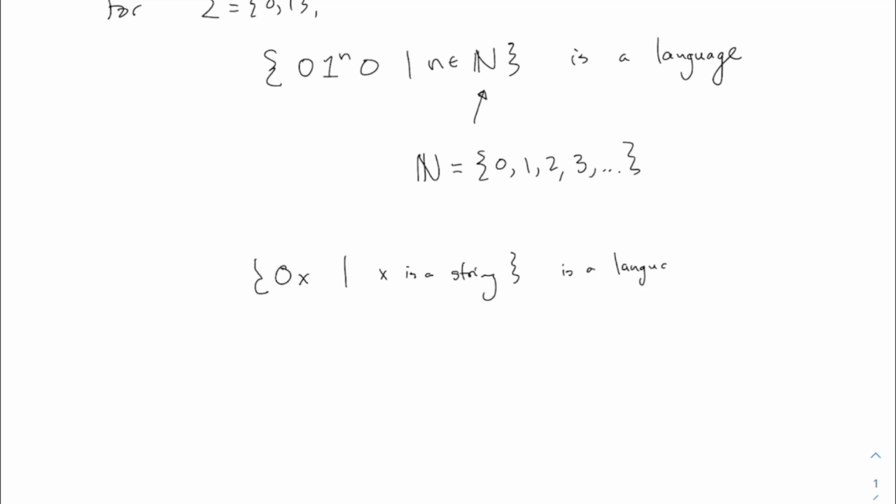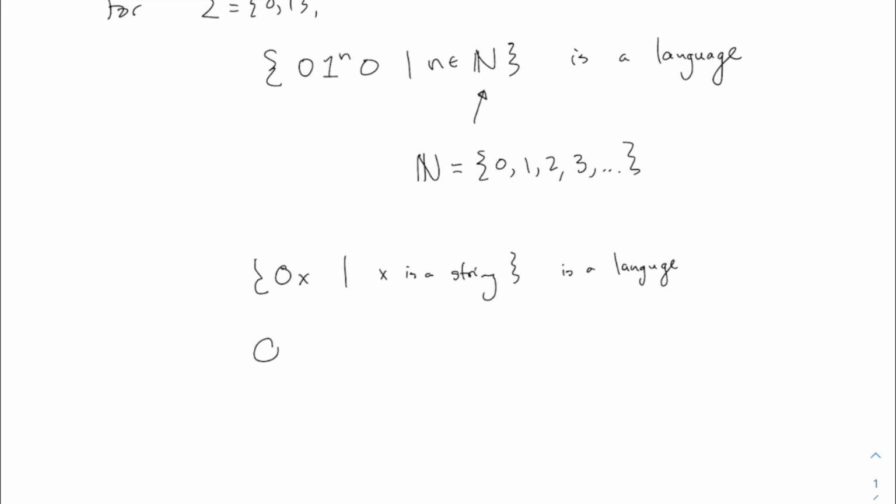Languages are typically going to be infinite, like these two sets here are both infinite sets, meaning there are infinitely many different strings of that format and also infinitely many different strings of that format. All right, this is what a language is.